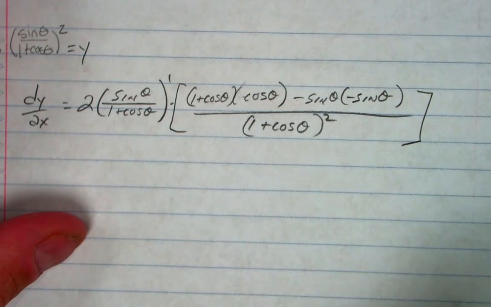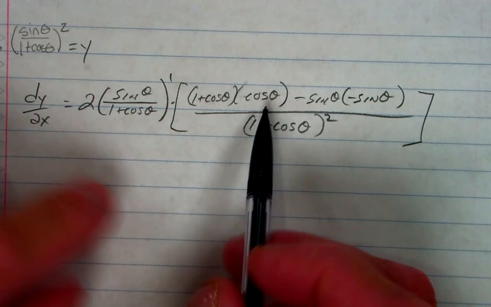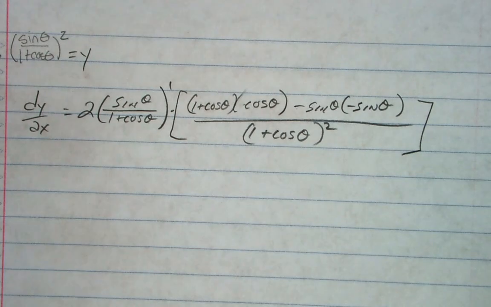Okay, I see a sine squared and I see a potential cosine squared. So if I do tease that out, sine squared plus cosine squared, what is sine squared plus cosine squared? 1.